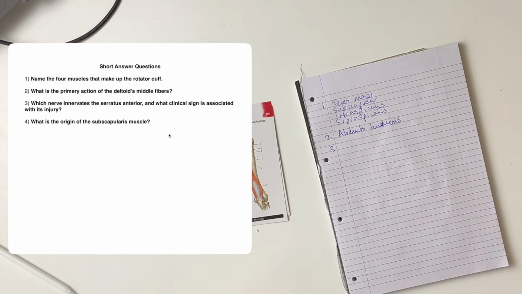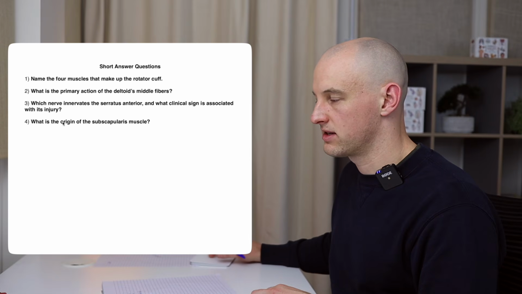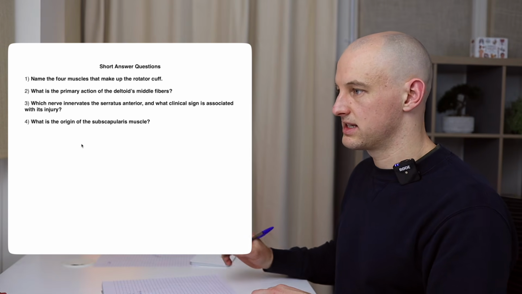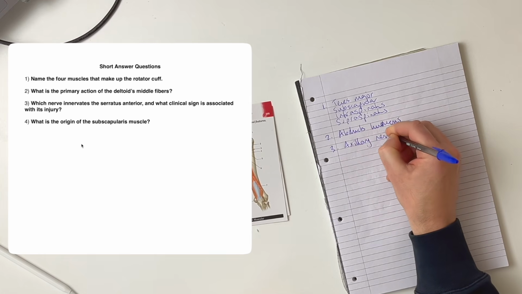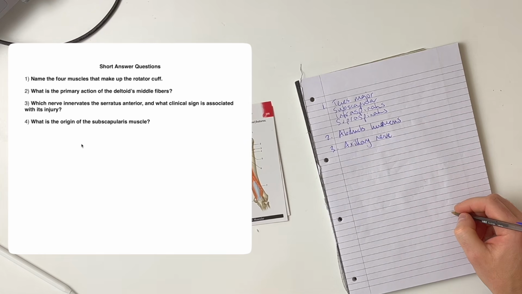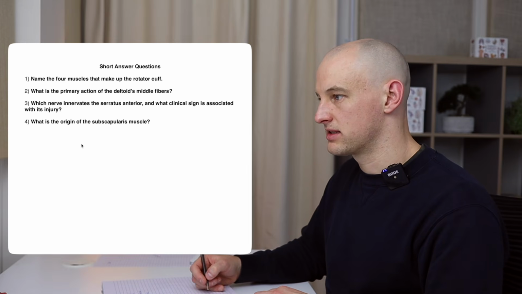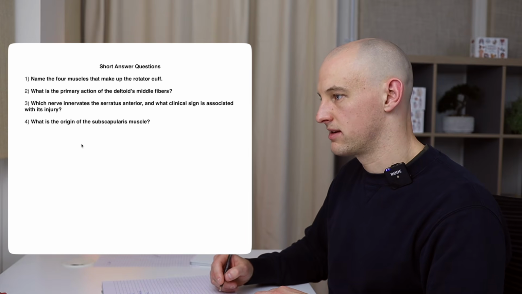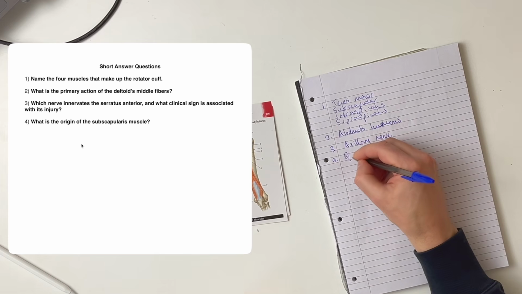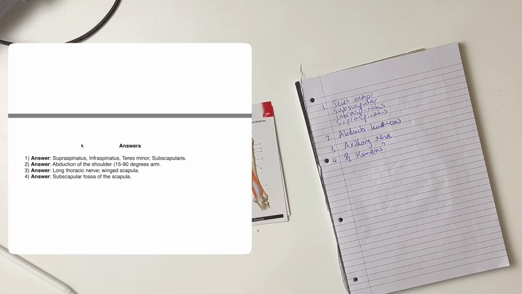Number 3, which nerve innervates the serratus anterior and what clinical sign is associated with its injury? Serratus anterior, I have no idea. Let's say the axillary nerve. And I don't know what the clinical sign is. And then 4 is what's the origin of the subscapularis muscle? I have no idea. Origin of the subscapularis, should we say the humerus? I don't know. So then we look and we check our answers.